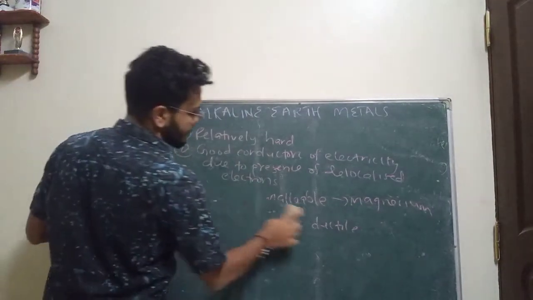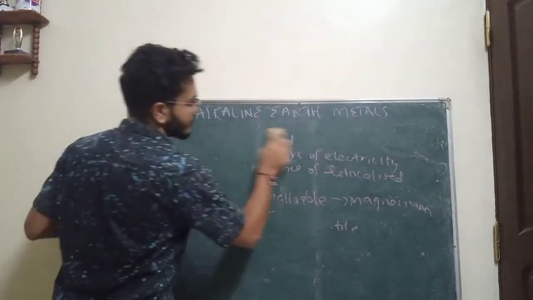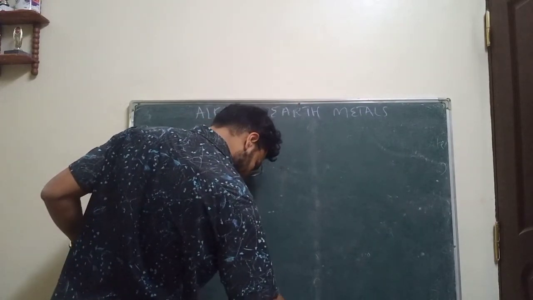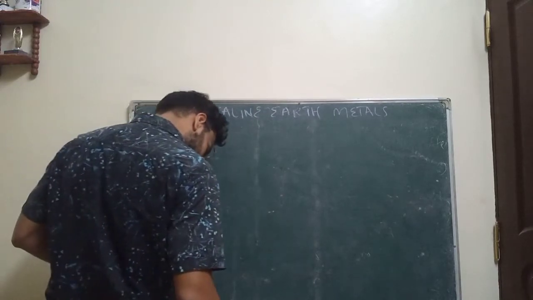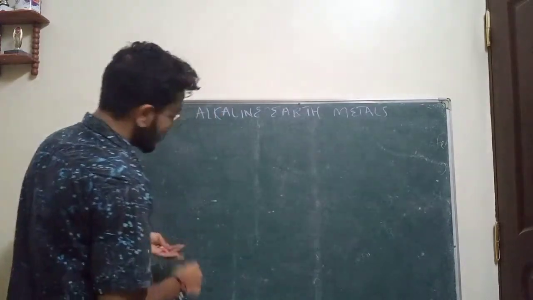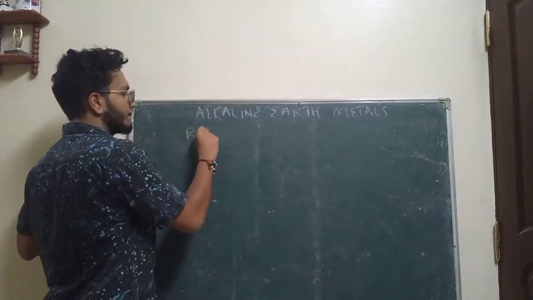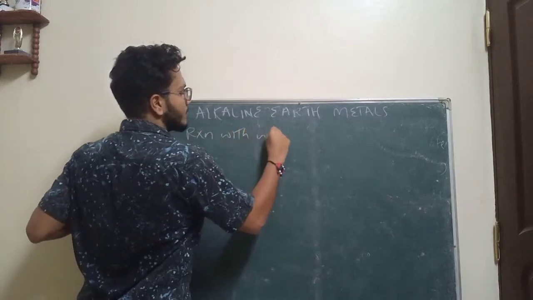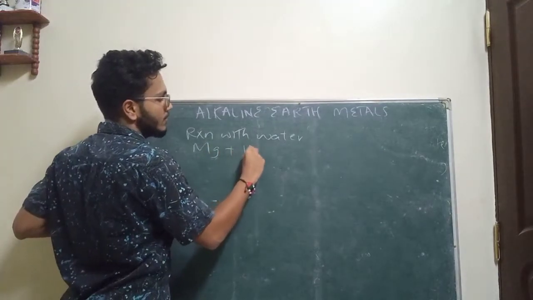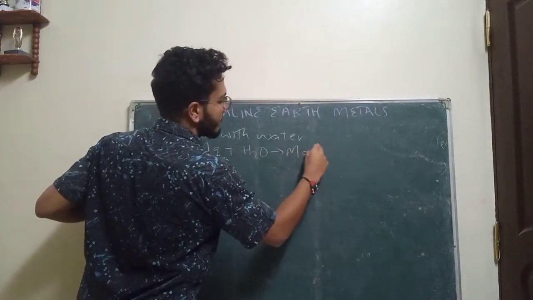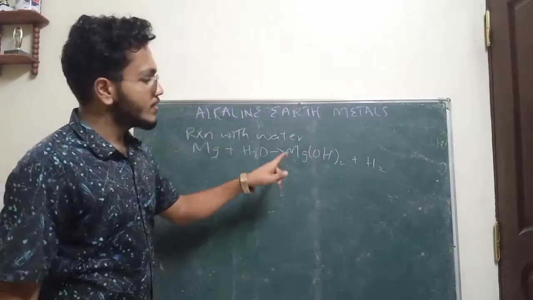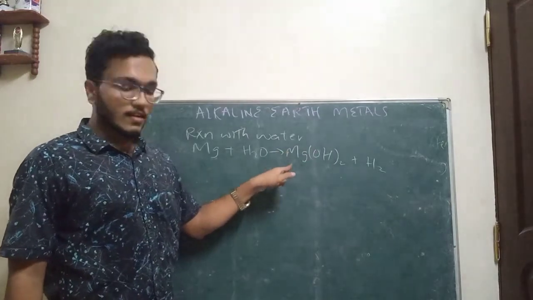Chemical properties. It's the same because a metal reacts with water, so reaction with water is the same as alkali metals. Let's say magnesium plus water forms magnesium hydroxide plus hydrogen gas. Why is this OH in 2? Because magnesium is valency 2.